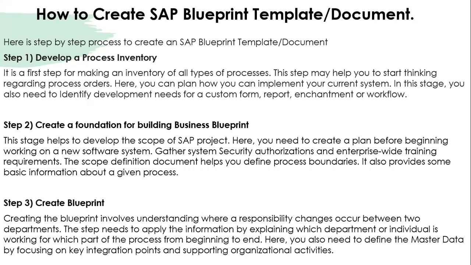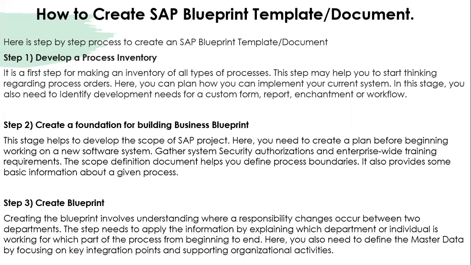So how do you create a business blueprint or a template? First, you have to develop a process inventory, that's collecting all the types of processes. We have said you can use questionnaires, you can get source documents, you can study the process by physically watching and all that. Of course, these are important steps within the prepare phase. These steps may help you to start thinking regarding process orders. You can plan to implement your current SAP S/4HANA system.